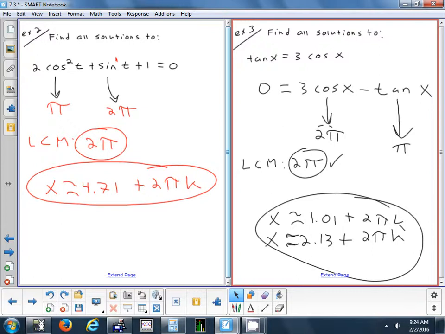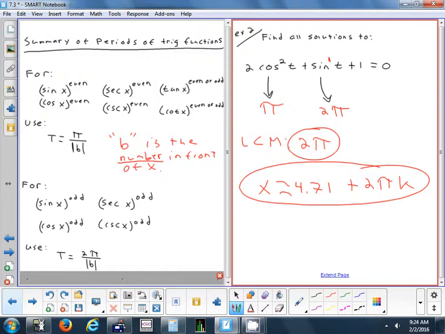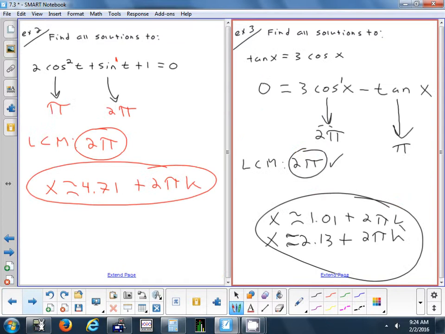So, why is 3 cosine x 2 pi? The 3 doesn't affect the period at all. That's just a vertical stretch by a factor of 3. So this is cosine to an odd power. We look up our formula for cosine to an odd, and that's where the 2 pi comes from. In this case, b, I didn't write it in, but imagine an invisible 1 right there.